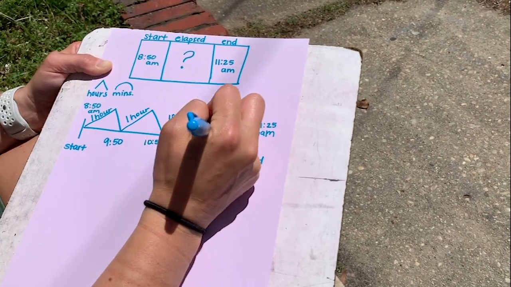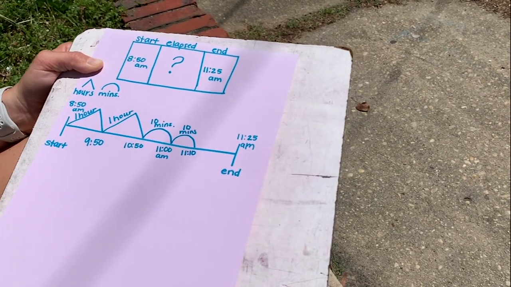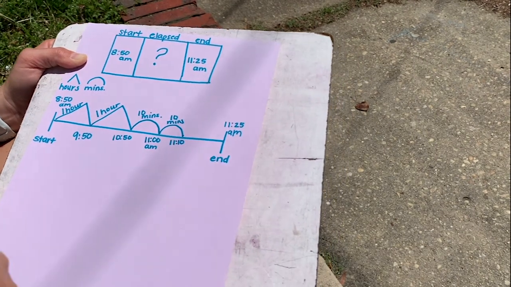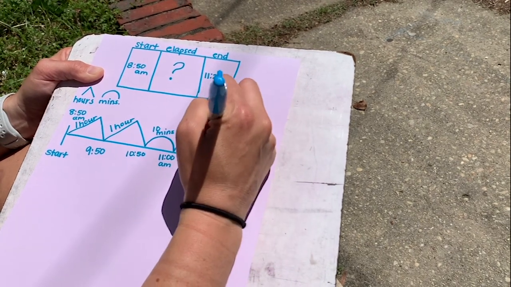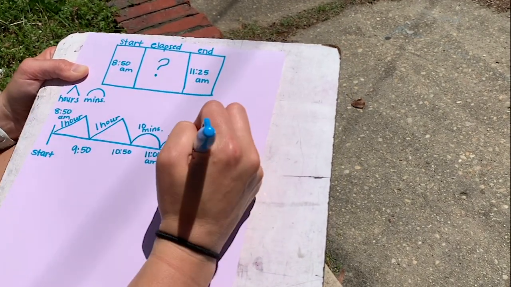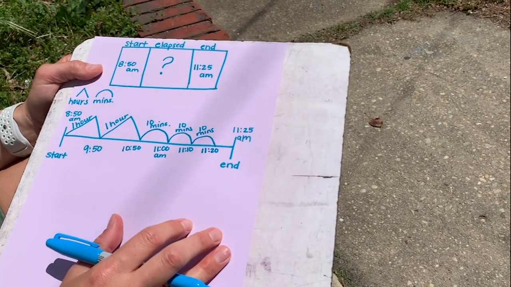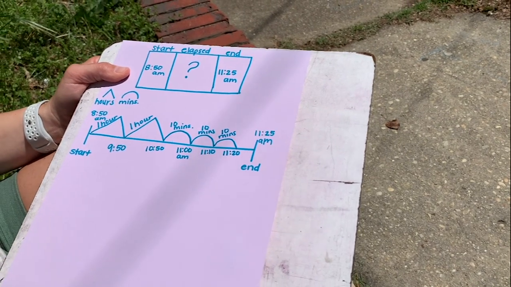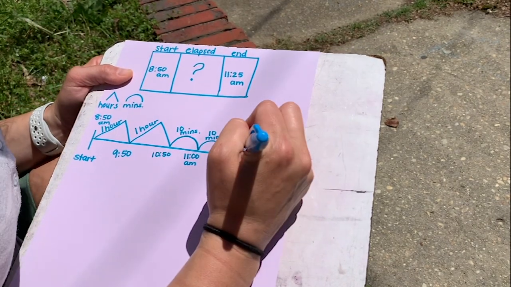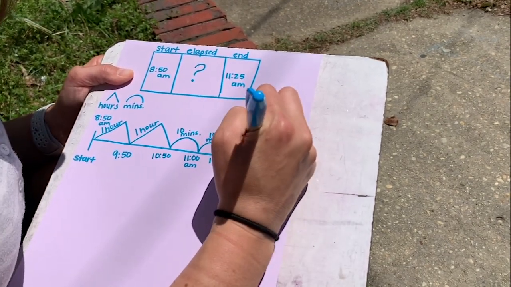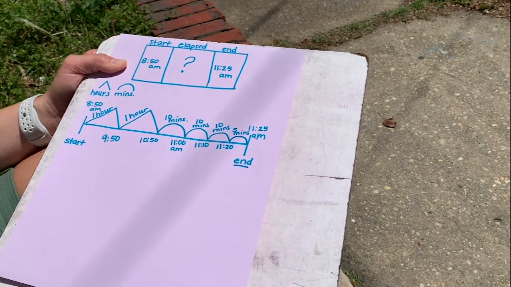If I jump another 10 minutes, drawing my hill, I'm at 11:10 a.m. I can jump another 10 minutes and I will be at 11:20 a.m., which is still before my end time. If I were to draw another 10-minute hill, I would be at 11:30 a.m., which is past my end time. So instead, I'm going to draw a little bit of a smaller hill to show a smaller increment of time, and going to jump 5 minutes instead, which would put me at 11:25 a.m., which is my end time.